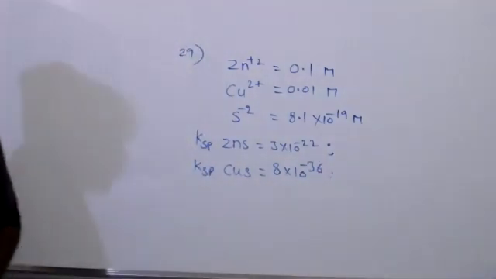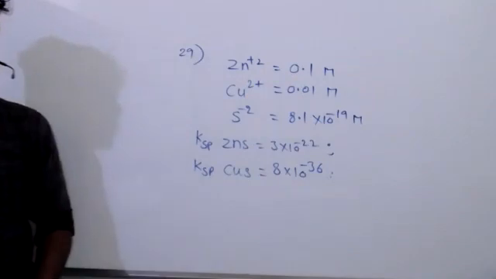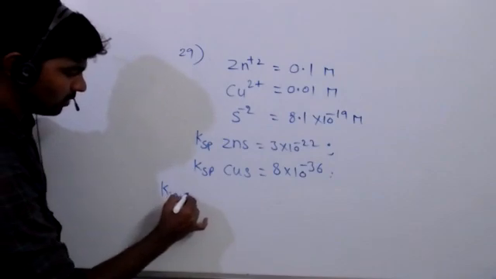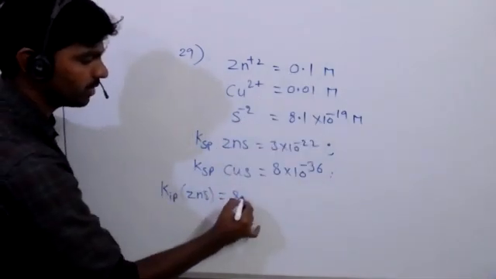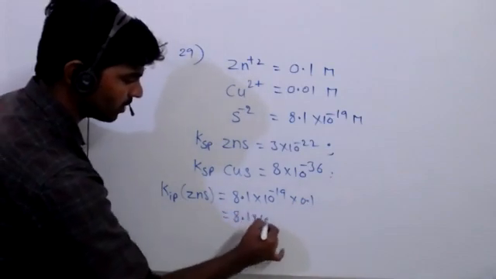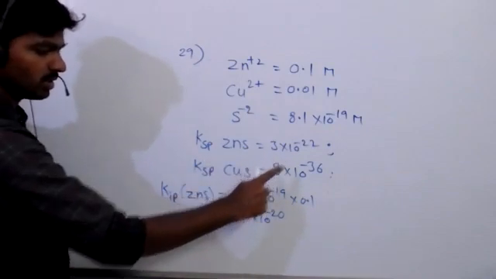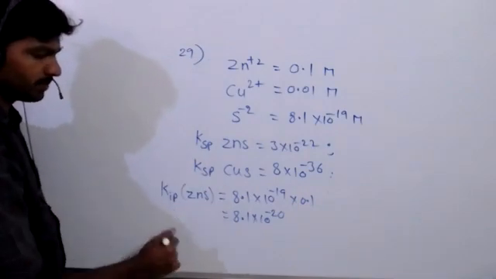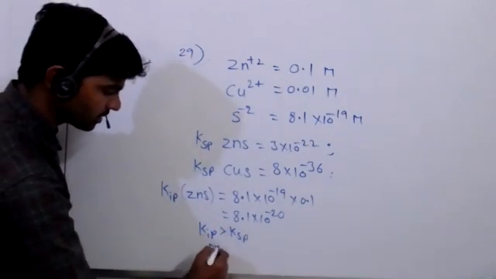Multiply the zinc ion concentration with the sulfide ion concentration. Ionic product of zinc sulfide is 8.1 × 10^-19 into 0.1, so 8.1 × 10^-20. Compare this with the solubility product. Which is bigger? The ionic product is bigger. So precipitation takes place.